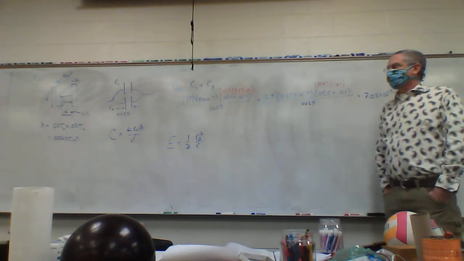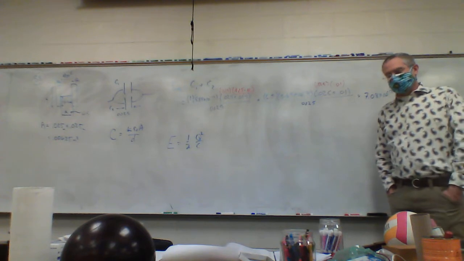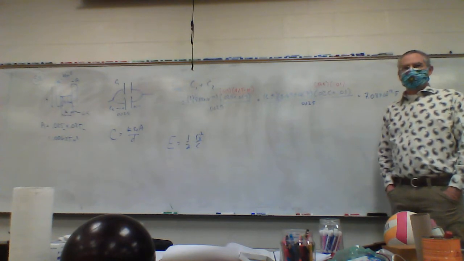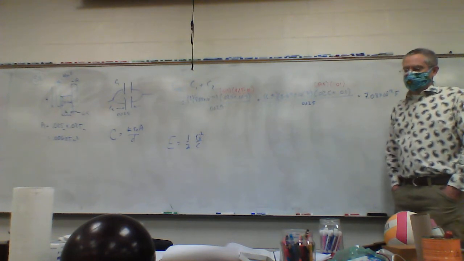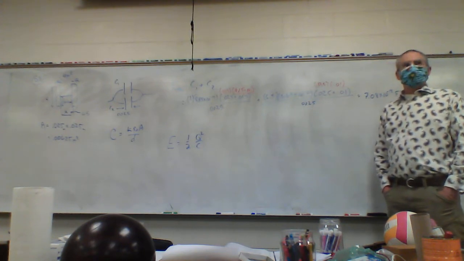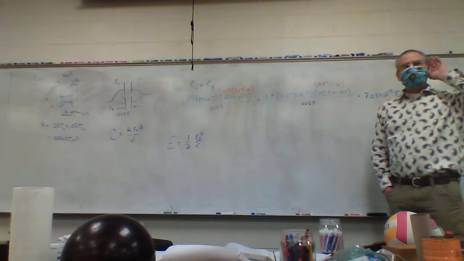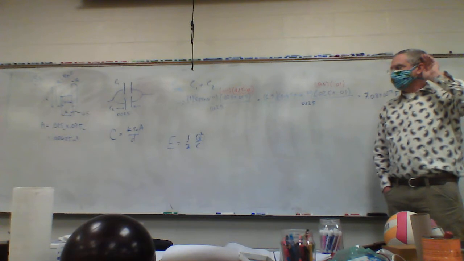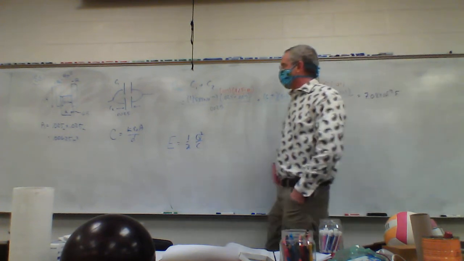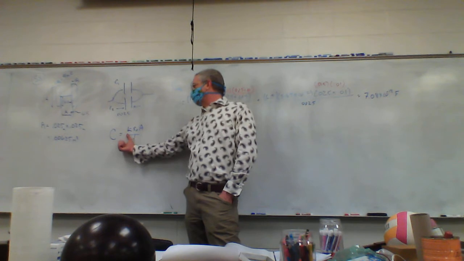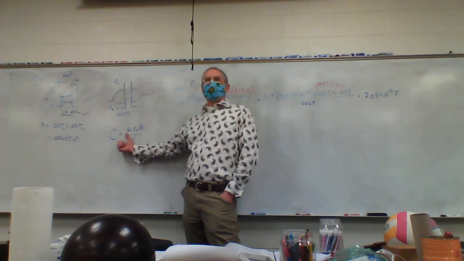All right. Part A was the big part that I cared about. Other questions? Why did you use capacitance is equal to K epsilon naught A over D instead of capacitance is equal to just epsilon naught A over D? The kappa is if you've got a dielectric in between.